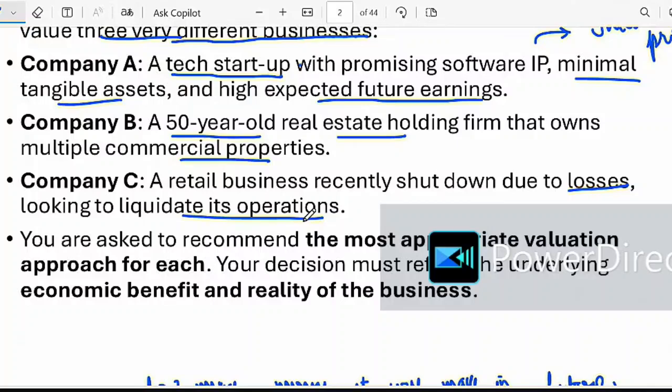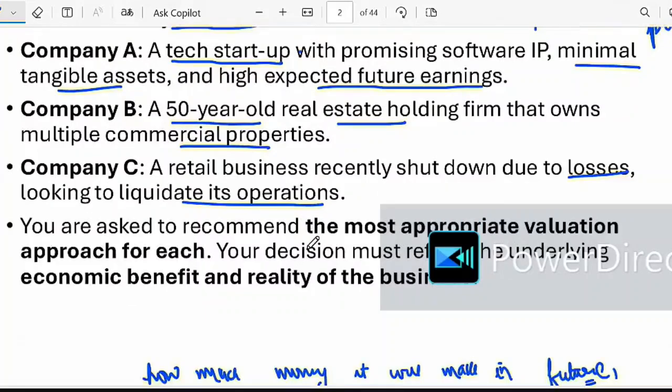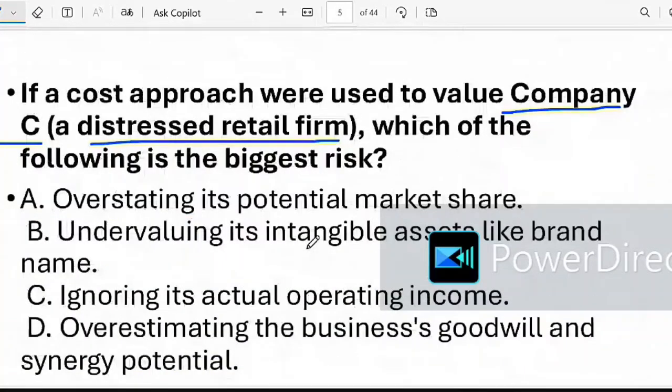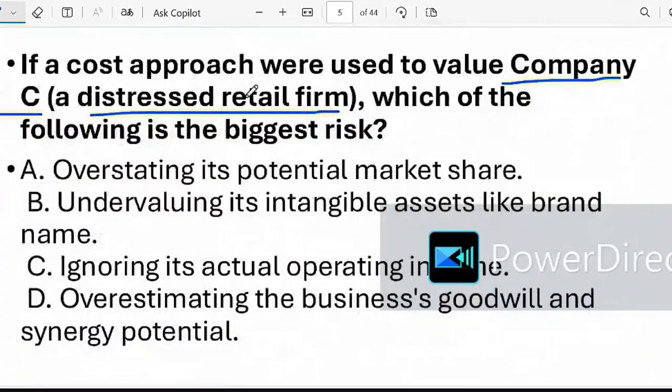So company C is a retail business that recently shut down due to loss, right? You might have seen a shop or a mall in your area suddenly shut down and put up a to-let board, right? Now let's come back to the question. So this is the question. If we decide to value this business using the cost approach, what is the biggest risk?